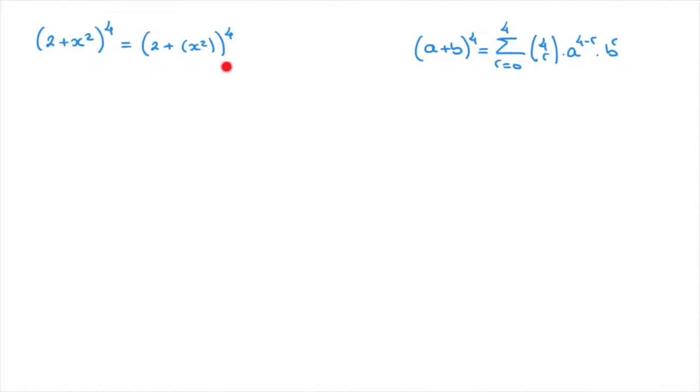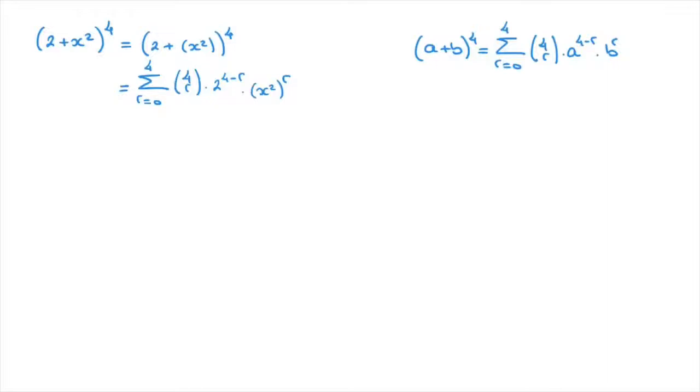Consequently, (2 + x²)⁴ will equal this sum, in which we replace a by 2 and b by x² in parentheses. And that would look like this. It should equal the sum from r equals 0 up to 4 of the product of the binomial coefficient for r with 2 raised to the power of 4 minus r and (x²) in parentheses raised to the power of r. Now that we've done that, we are ready to write all the terms.